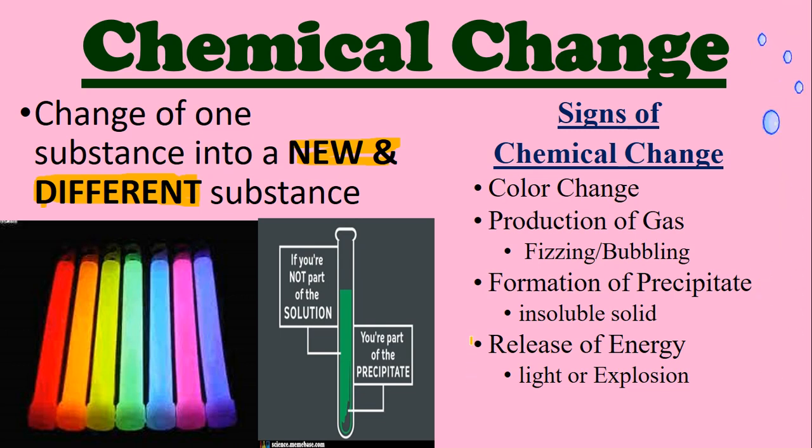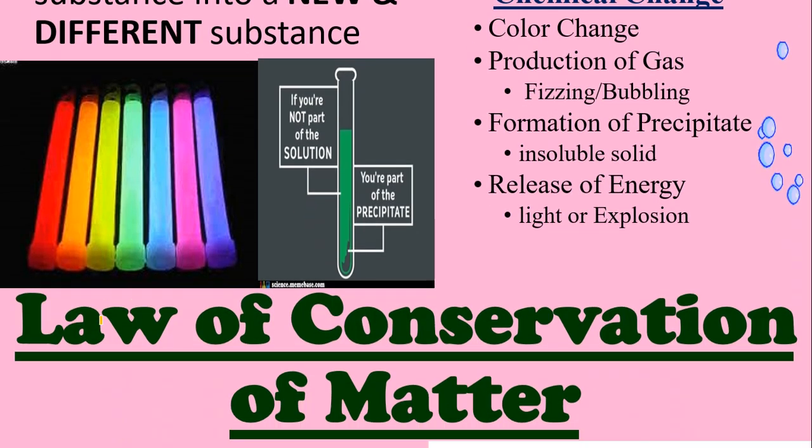And a release of energy, like heat, or an explosion, or even glow sticks. Glow sticks are a good example of a chemical change. When you snap them, the two liquids combine, and the light is the chemical reaction happening, so a chemical change is occurring. You can't get those two chemicals back separate because they're now something new.